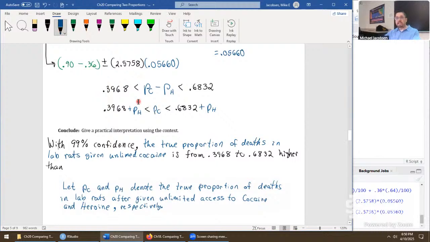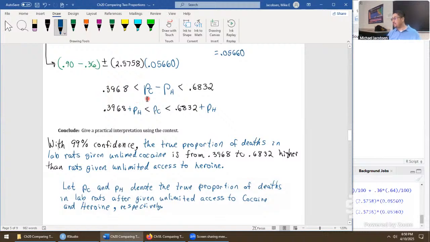And then we mentioned pH. We already have part of the context here, so we don't have to duplicate the entire thing. We're still talking about lab rats, and we're still talking about proportional deaths. The thing we're switching is unlimited access to heroin now. So we'll just say higher than rats given unlimited access to heroin. Then finally, that's our conclusion. Any questions or comments, folks?